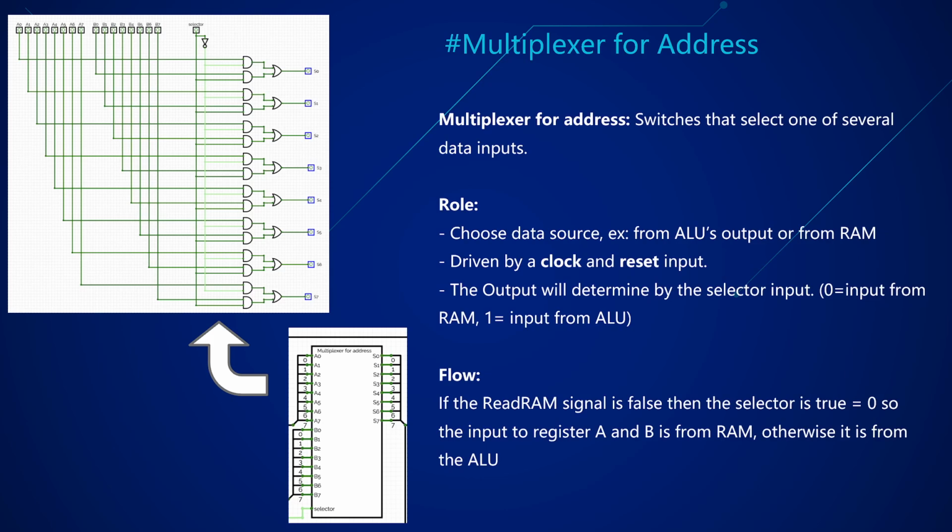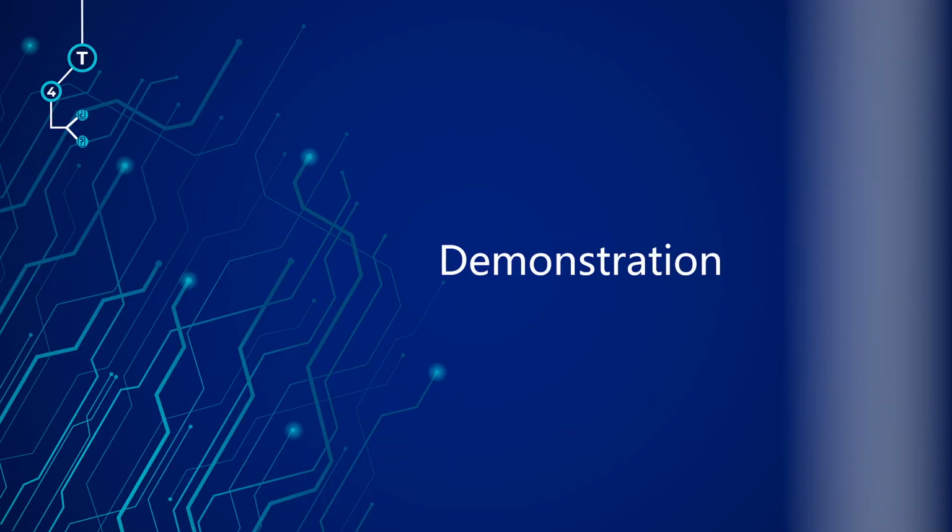Flow: if the read RAM signal is false, then the selector is true. So the input to register A and B is from RAM, otherwise it is from ALU.